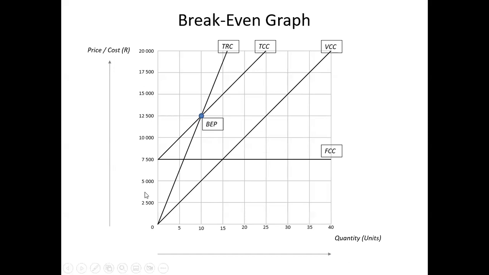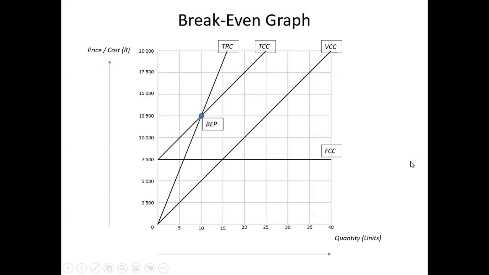If you're selling anything less than 10, then you're going to operate at a loss. If you sell anything more than 10 units, then you begin to show a profit. And as you can see here, that profit margin increases, the space between these two lines gets wider, the more product you sell. So you will get this in a test or an exam or an assignment.